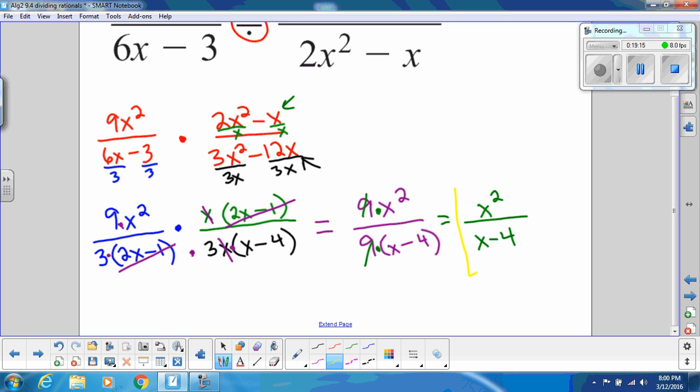This is as far as we can go, and I don't like yellow. Sorry, let me go back to red. And that would be my final answer.